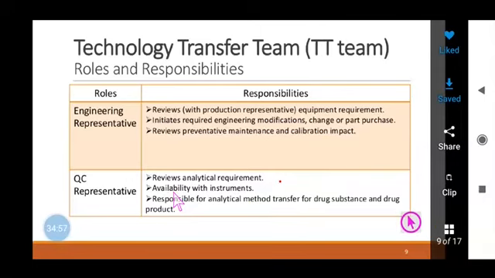If the relevant instruments are not available, then he may ask for the purchasing of those instruments. Responsibility for analytical method transfer for drug substance and drug product.